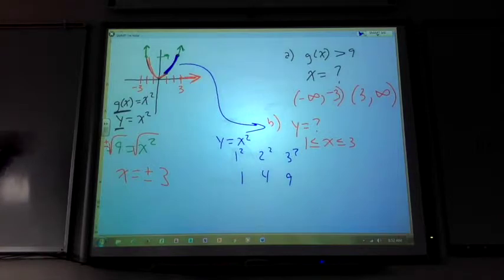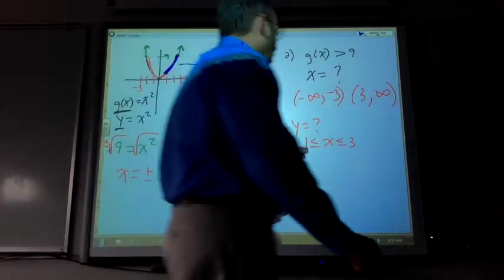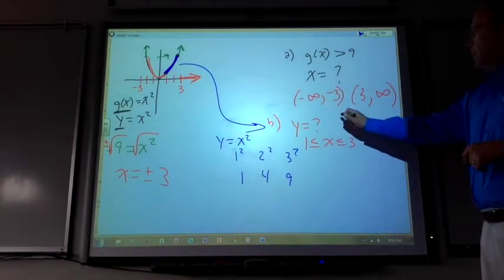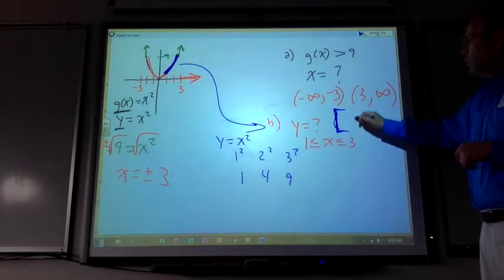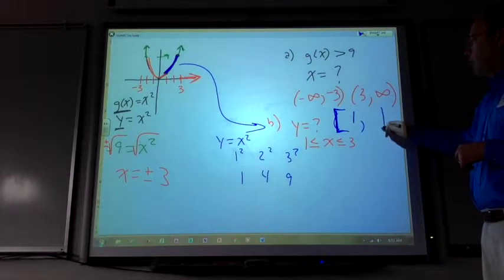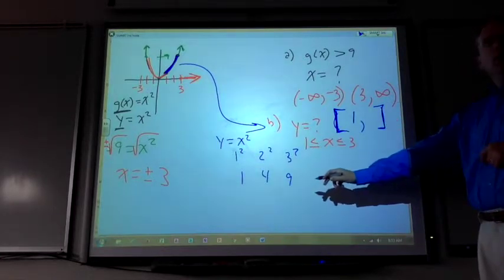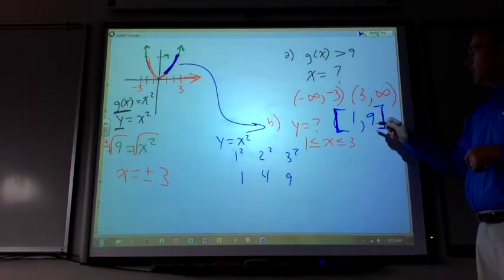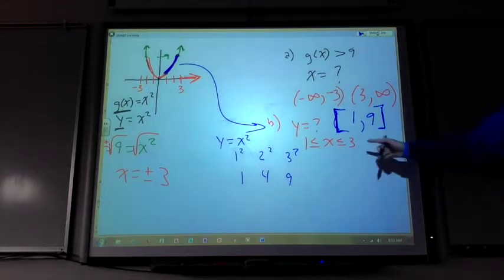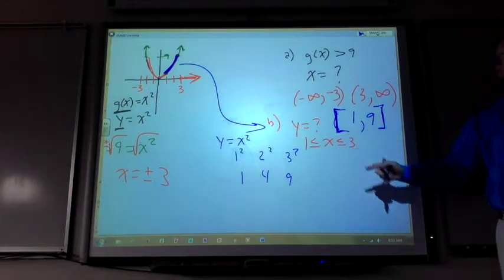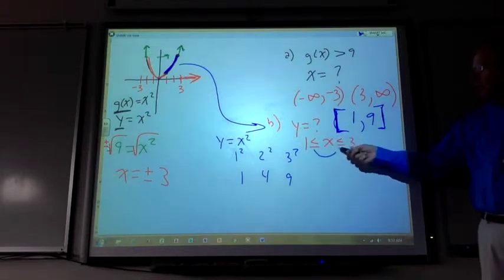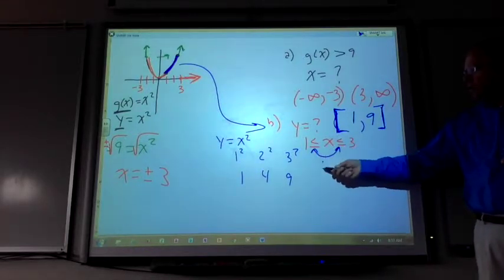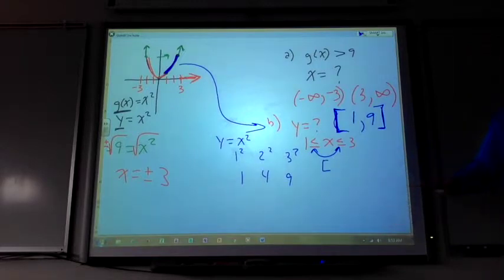Okay? So what are my y values? And we're including equal to. I'm going to go from square bracket 1 to square bracket what? 9. Okay? Why are they square brackets? What indicates up here we're going to use a square bracket? These equal signs here and here indicate I have to use it as a square bracket. We're including the endpoint.